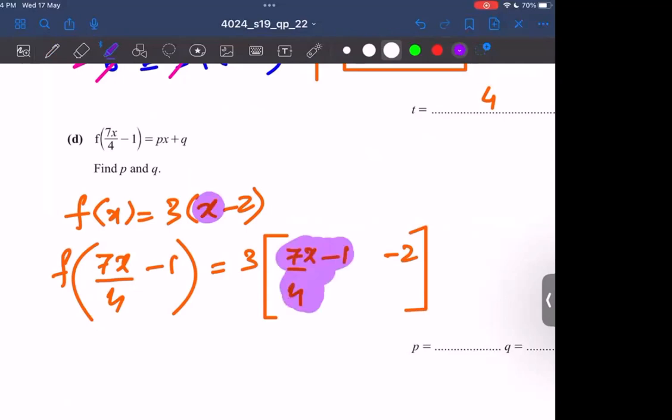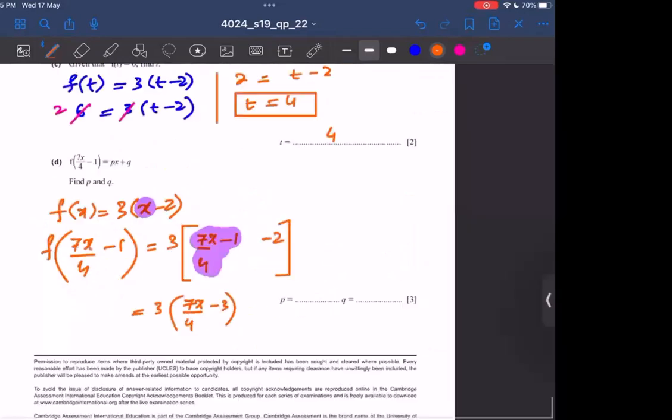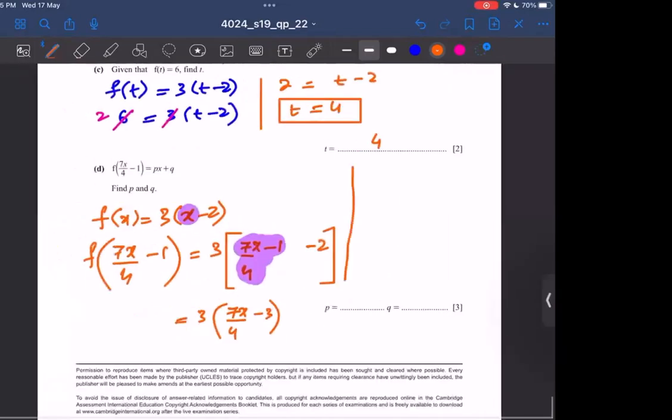So f of 7x upon 4 minus 1 is going to be 3 into 7x upon 4 minus 3. So I've got this value f of 7x upon 4 minus 1. The value is 3 into 7x by 4. It is going to be 21x, 3 7 21, and 4 remains same. The 3 is not going to multiply with the 4. It is just going to multiply with the numerator. And 3 3s are 9.